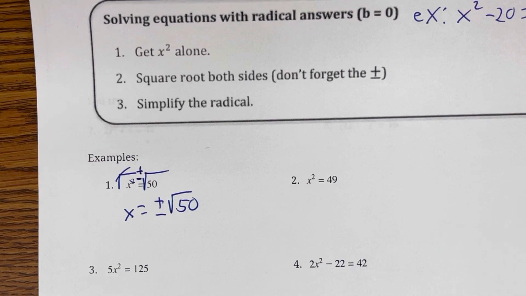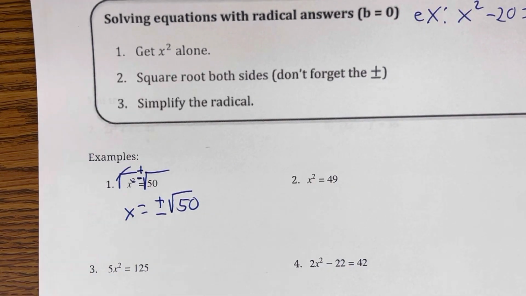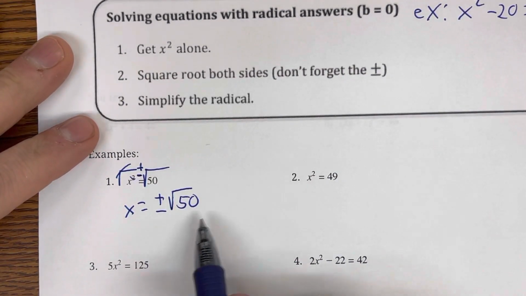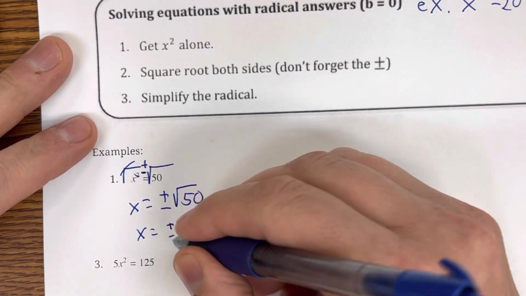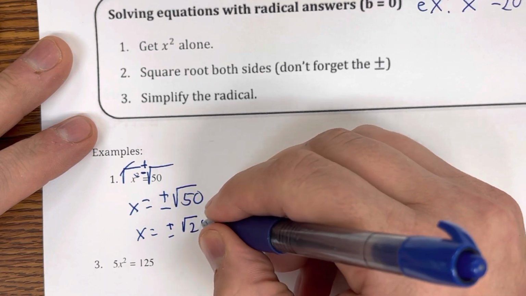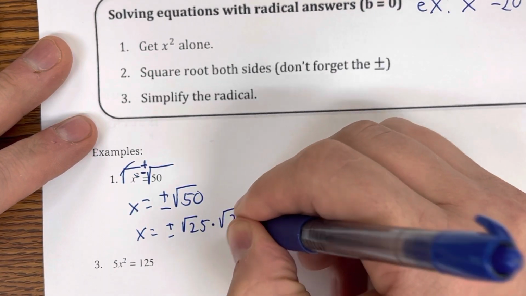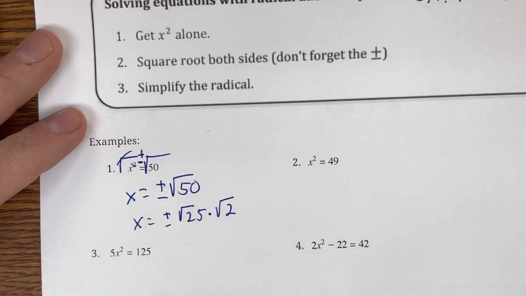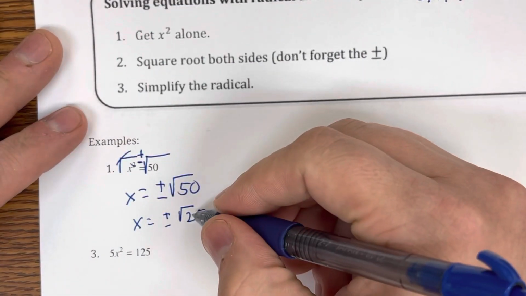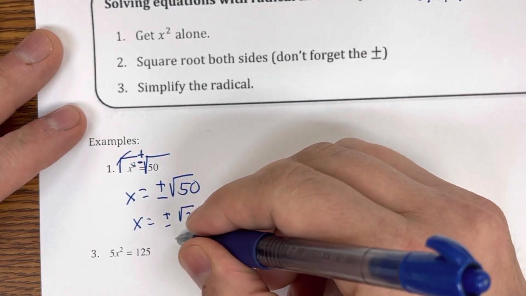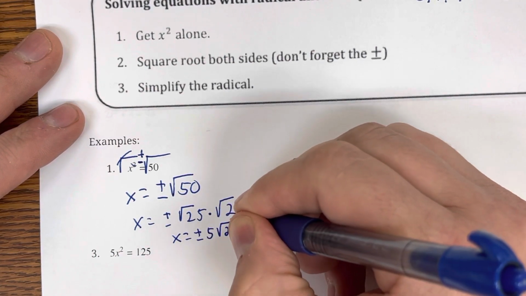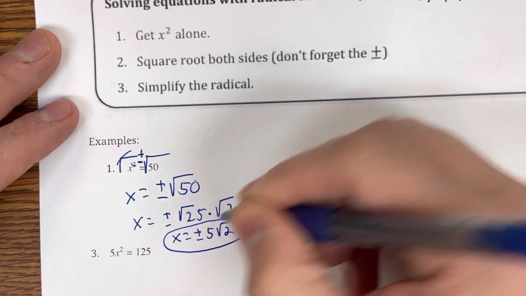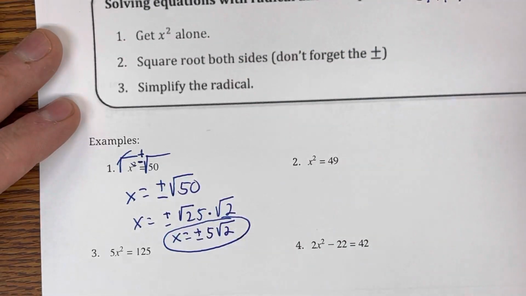All right? So when I solve this, again, I'm looking for the perfect square factors, 25 times 2. So x is equal to plus or minus the square root of 25 times the square root of 2. 25 times 2 is 50, just like the other day. We can then take the square root of 25, which is 5. So x is equal to plus or minus 5 times the square root of 2, which would be our two solutions. Or you could type that in and get the decimal values.